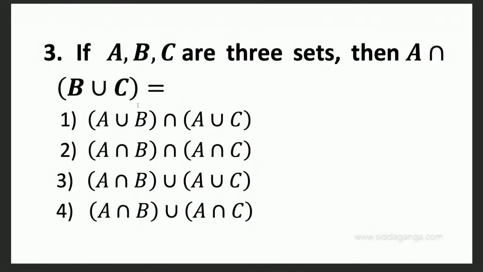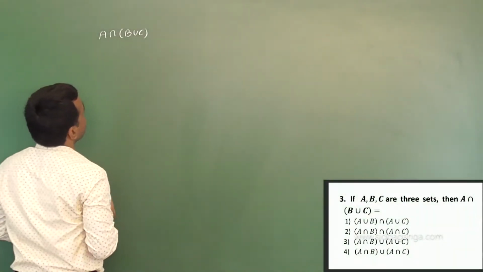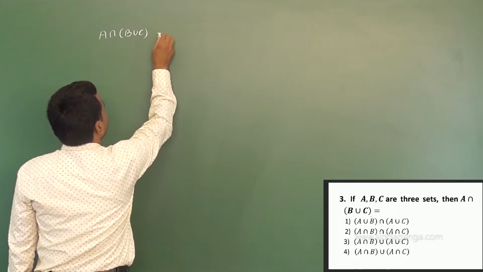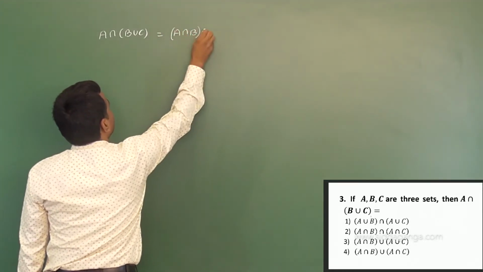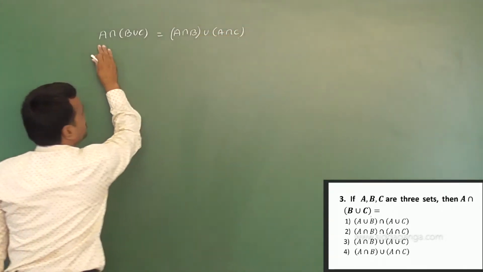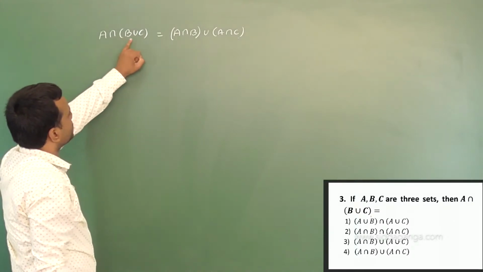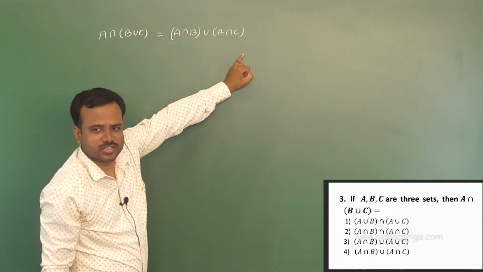If A, B, C are three sets, what has been given? A intersection of B union C. We solve this in a simple method. This indicates the definition of distributive property of intersection over union. Only a one-line answer: A intersection B, if you know the concept very well it is very easy, union A intersection C. Distribution of intersection over union.